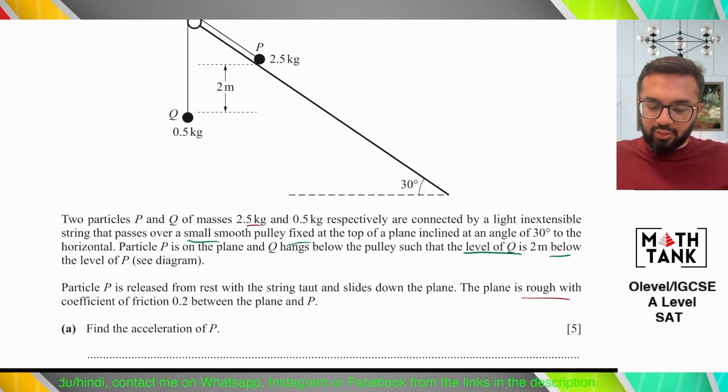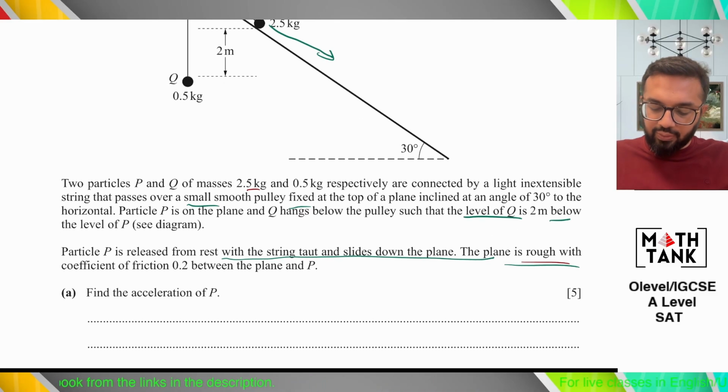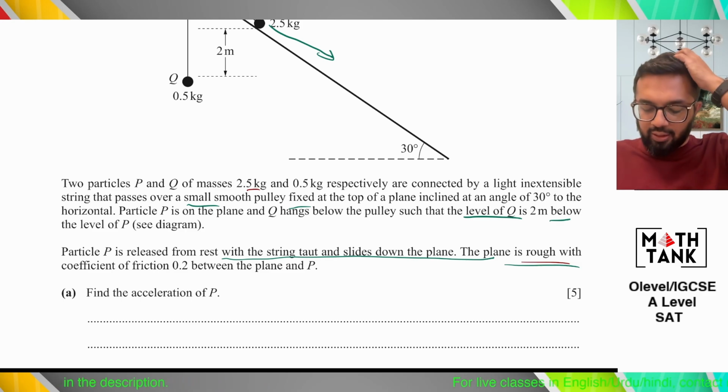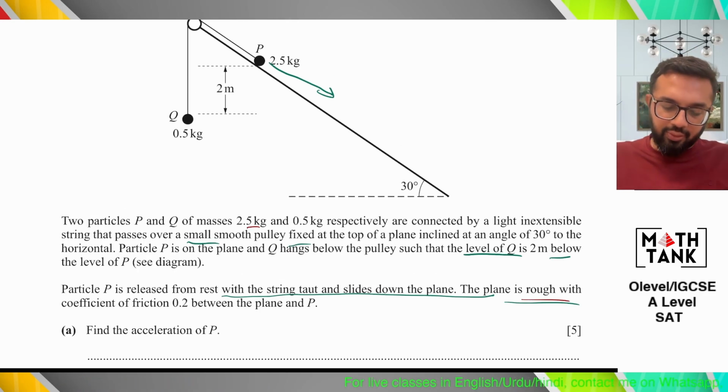Okay, the particle P is released from rest and slides down the plane. This is unusual. It slides down like that. The plane is rough with coefficient of friction 0.2 between the plane and P. Find the acceleration.